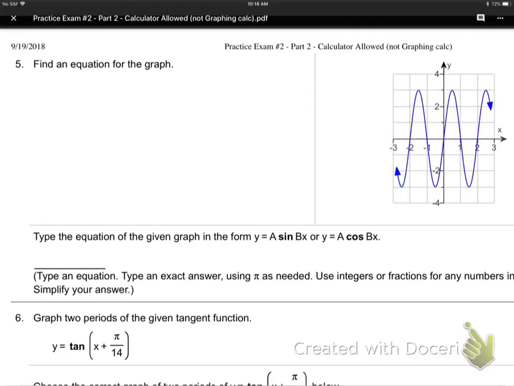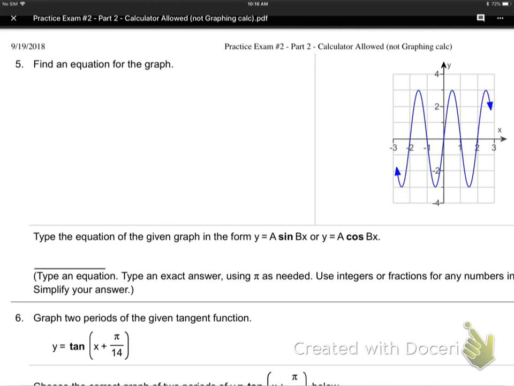Okay. So number 5, they're going backwards. They're giving you the graph, and they want you to work backwards to the equation. It's either a sine or a cosine. See what you can do there. I'll give you a second. There'll be one of these on the exam. Exams just like to practice.